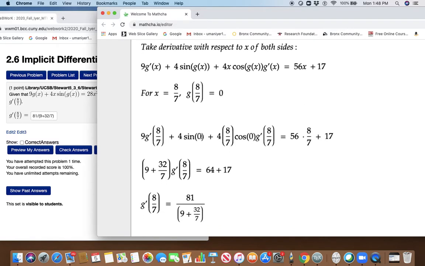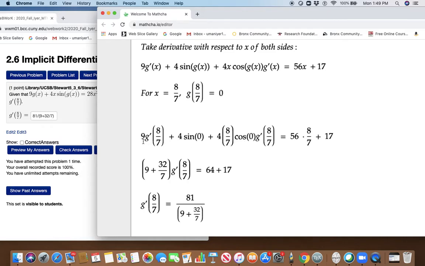So where did this 0 come from? It's g of 8 over 7, that is 0. Likewise, g of 8 over 7 is 0. What do we know about sine 0? That's 0, so this term goes away. What do we know about cosine 0? That is 1, so that term survives.